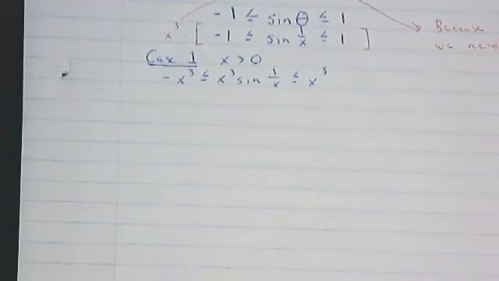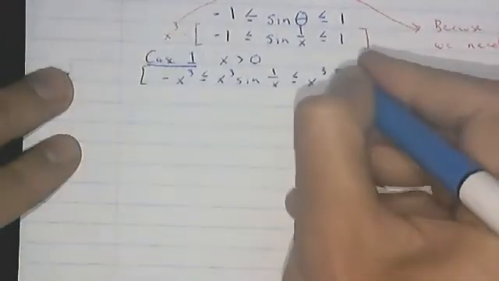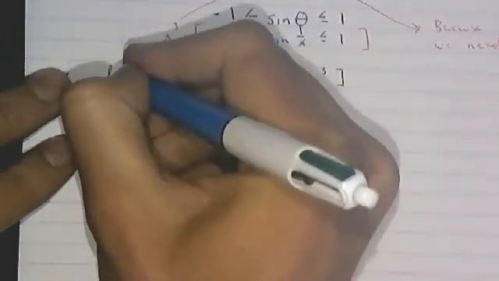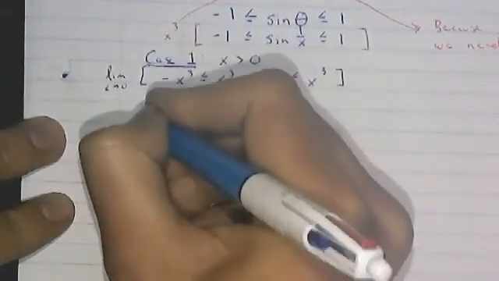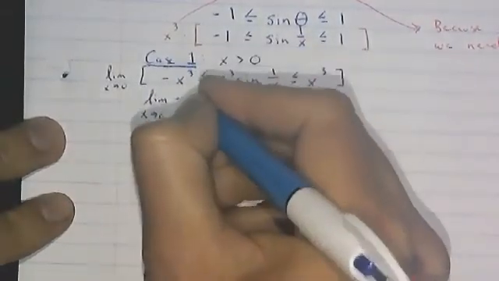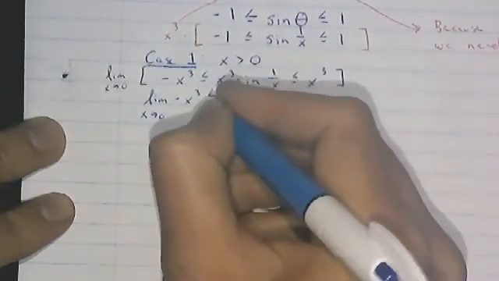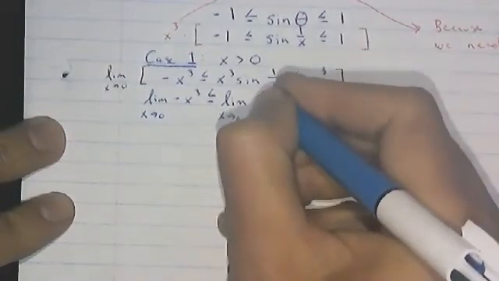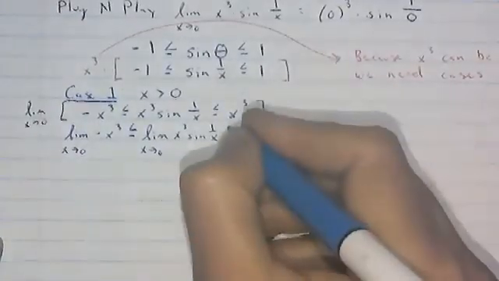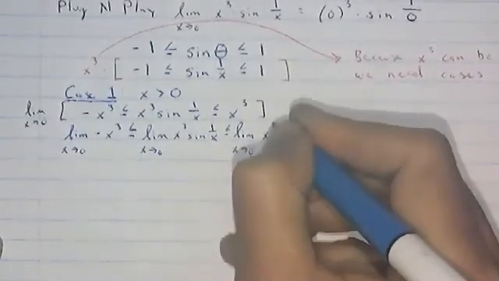So let's see if this squeezes. Maybe it won't, but hopefully it will. To squeeze, we hit everything with the limit as x approaches 0. So we get the limit as x approaches 0 of negative x cubed must be less than or equal to the limit as x approaches 0 of x cubed times the sine of 1 over x, which in turn must be less than or equal to the limit as x approaches 0 of positive x cubed.